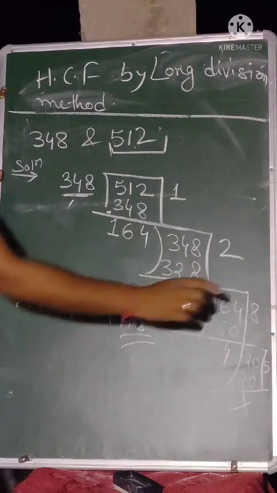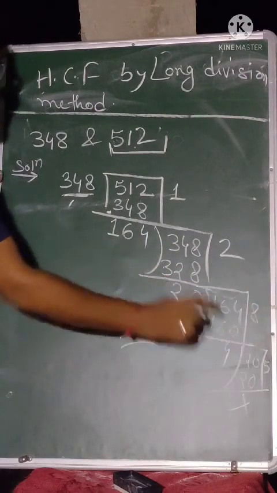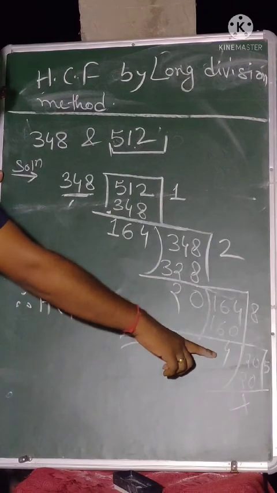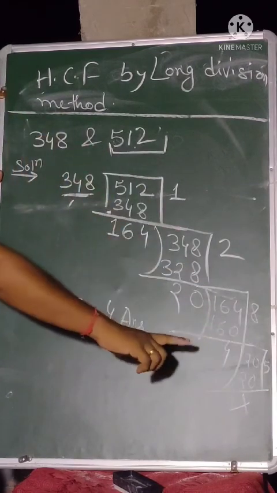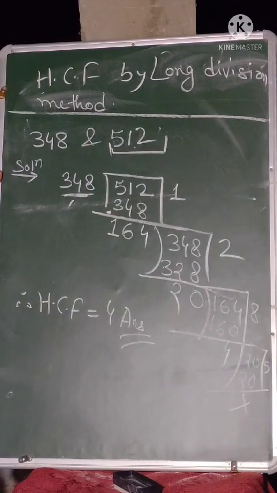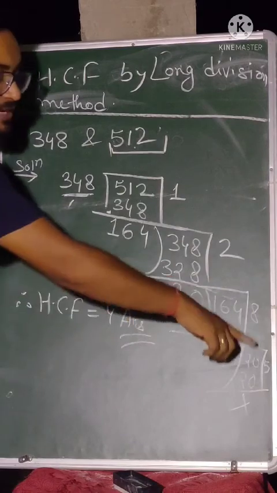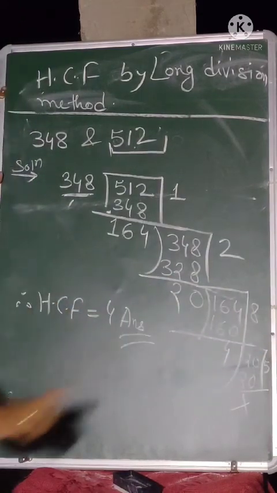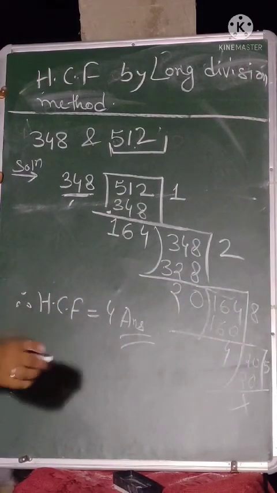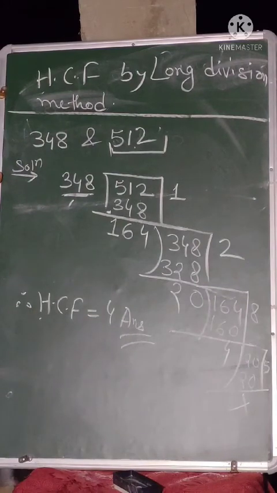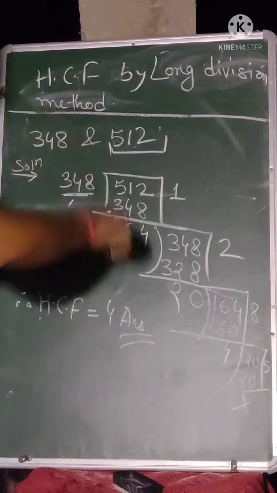Again this 164 you have to bring here. Again you have to divide this one by 20. You got 160, after subtracting you got 4. You have to continue this process until you get 0. The remainder should be 0. Again 20 we brought here, 4 fives are 20. The remainder is 0. No more remainder left. Therefore the HCF is equal to 4. Clear? So this is how we will find out the HCF by the long division method.